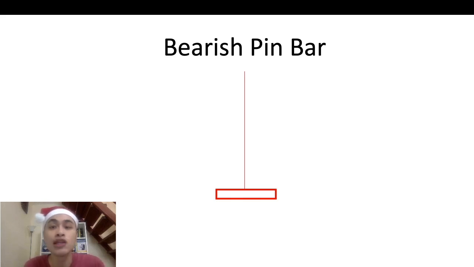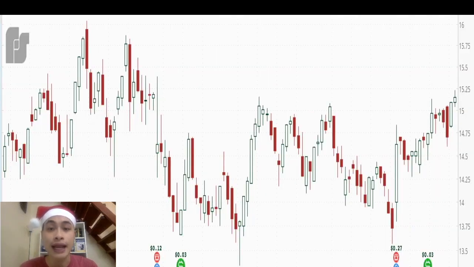So we have taken a look at the bullish and bearish candlesticks and the different variations of the candlestick, namely the Doji candlestick and the bullish and bearish pin bars. Let's look at some real life examples of these candlesticks and see whether you are able to identify and spot them. Okay, so this is an example of a candlestick chart. In this chart, can you identify where the bullish pin bar is?